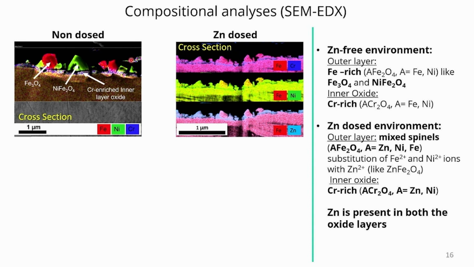Then the low voltage SEM EDX compositional maps here could suggest the composition of the inner and outer layer. So in the no-dose sample, you see this chromium-rich inner oxide layer in blue, whereas the outer layer is composed of iron-based and nickel-based spinels. So this suggests the presence of magnetite and nickel ferrite on the top surface. Whereas on the zinc dose surface, you see a chromium and zinc rich inner oxide layer, and the outer oxide spinels are a mixture of zinc and nickel. And the magnetite is present in a much lower concentration.